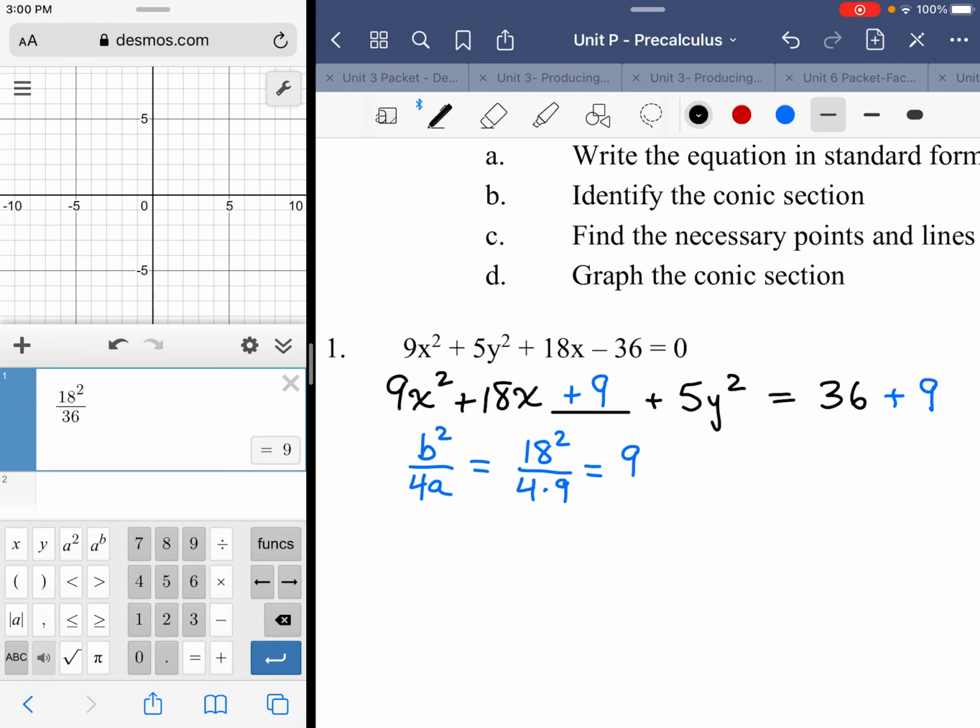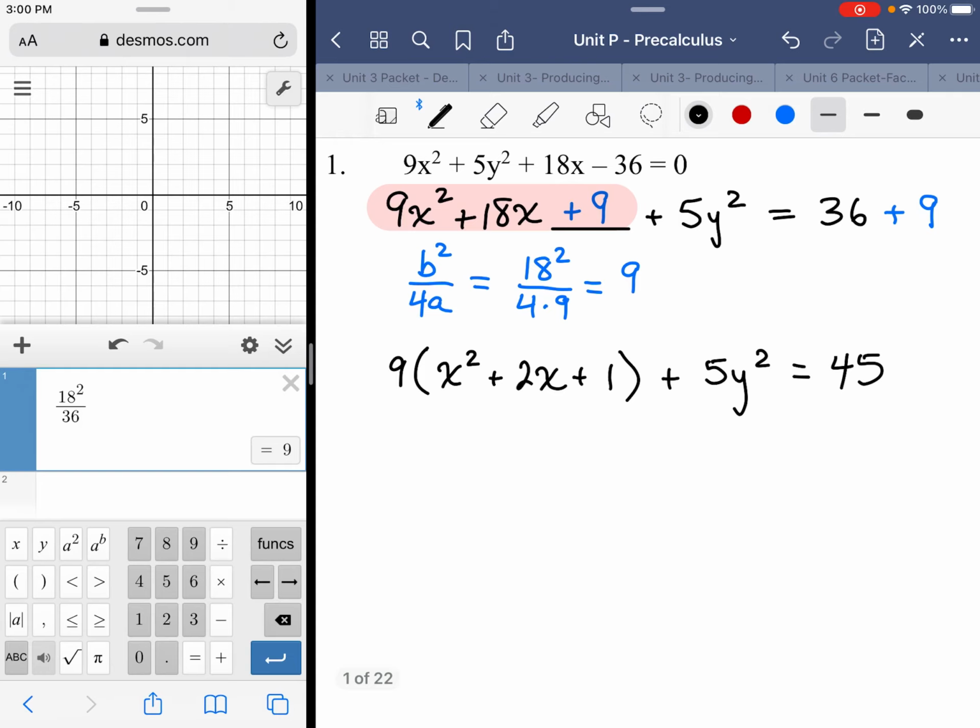All right, because I'm adding it to complete the square on the left, but I'm also going to add it to the right to keep the equation balanced. All right, so I'm going to factor out a GCF of 9 from this, which is going to give me x squared plus 2x plus 1 plus 5y squared is equal to 45. All right, so the perfect square trinomial factors to x plus 1 squared. We have 5y squared equals 45.